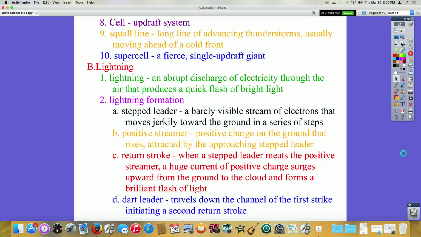Now, as these thunderstorms form, there is the updraft system, and an updraft system is called a cell. Thunderstorms can have one cell or many cells. Most thunderstorms have several cells working inside them to supply moisture, which is why a thunderstorm can last for hours in some instances. A squall line is a long line of advancing thunderstorms, usually moving ahead of a cold front. So this could create a wide area for thunderstorm activity. The supercell is a fierce single updraft giant.